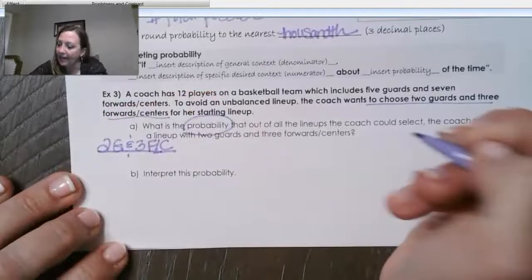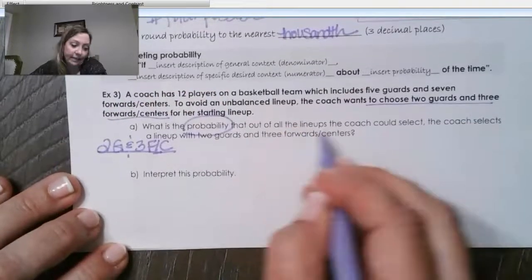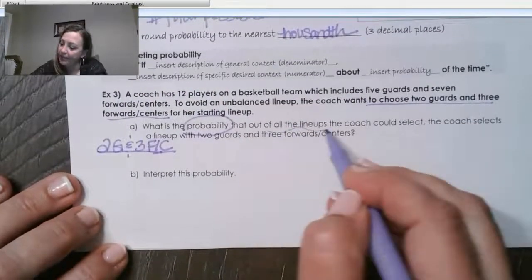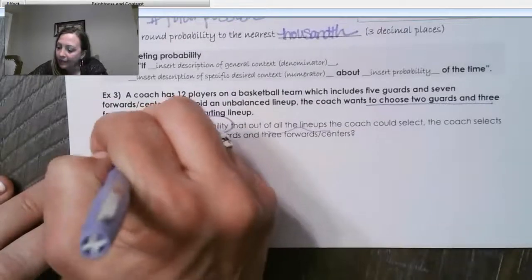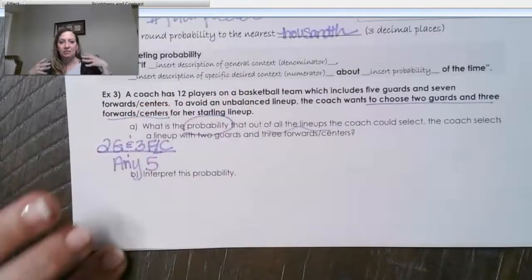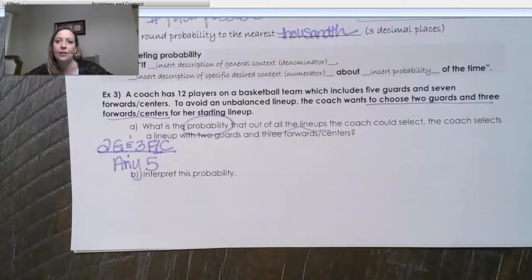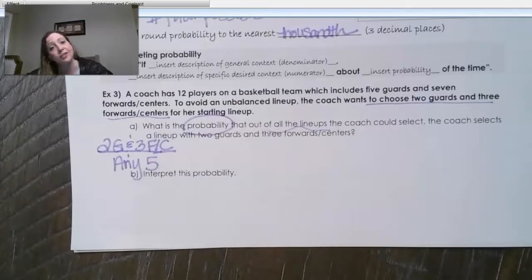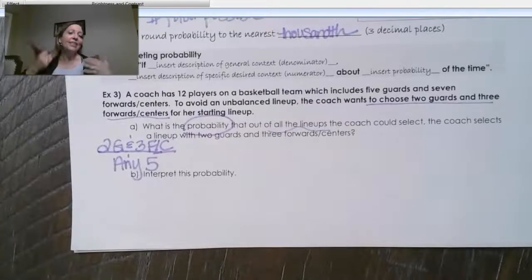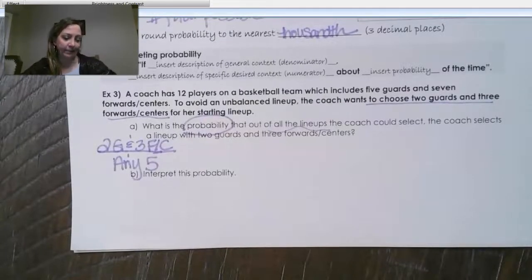So it says out of all the lineups that she could select, all the lineups she could select means that she could pick any 5 players, right? She could have 5 guards or 5 centers or 4 and 1 or any combination of that, right? That's how we're going to set up our probability.